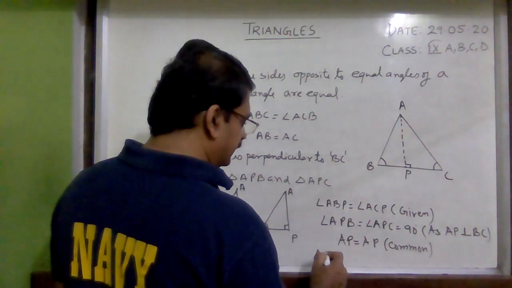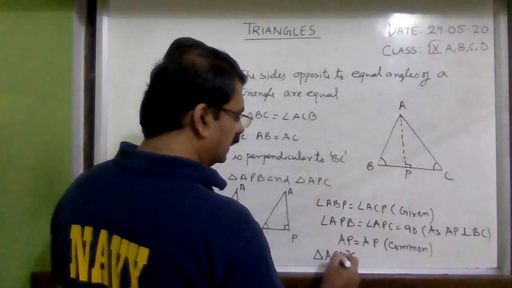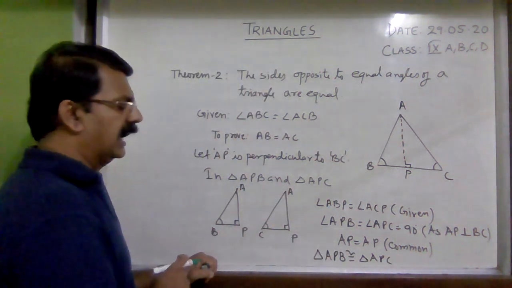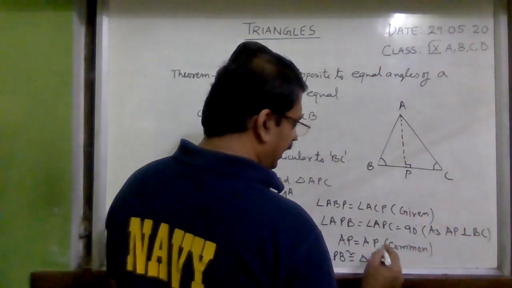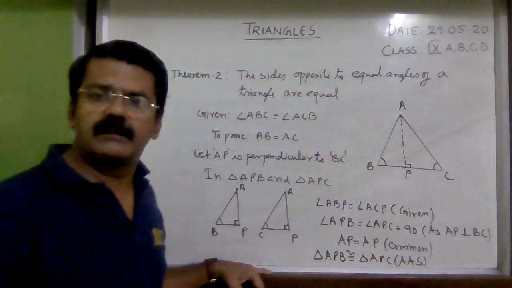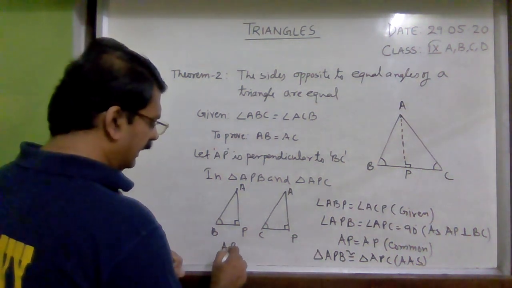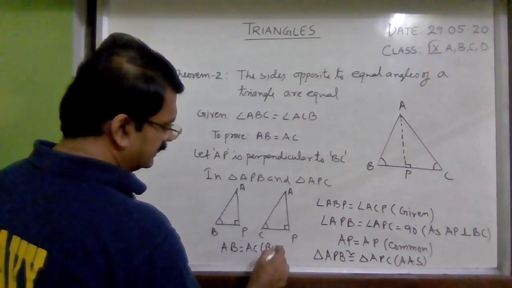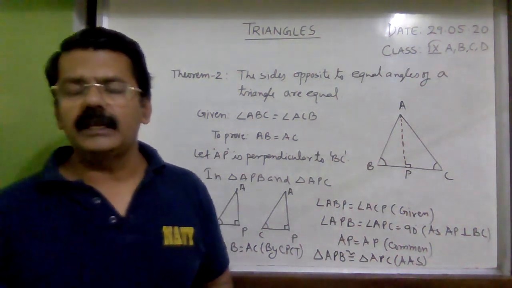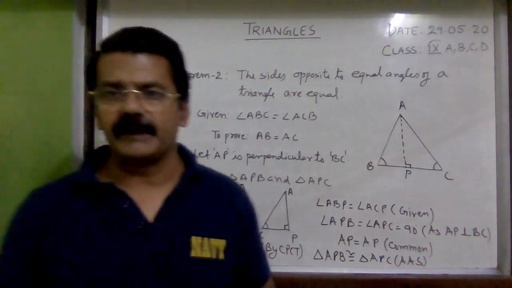So we can say triangle APB is congruent to triangle APC by angle side, AAS congruency. And when it is proved that they are congruent, then by CPCT we can say that AB is equal to AC. That is what we have to prove. So AB is equal to AC by CPCT. That means we have proved that in a triangle, if two angles are equal, then the sides opposite to the angles are equal to each other. Clear? Now we will do a few examples based on these theorems.